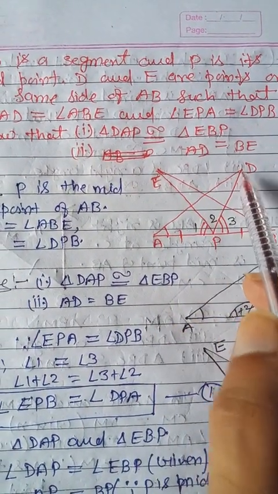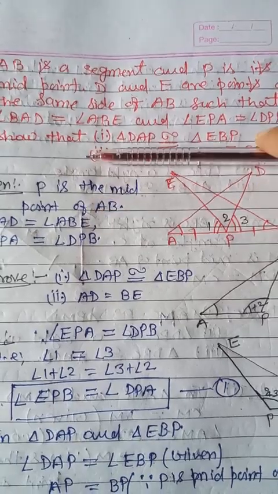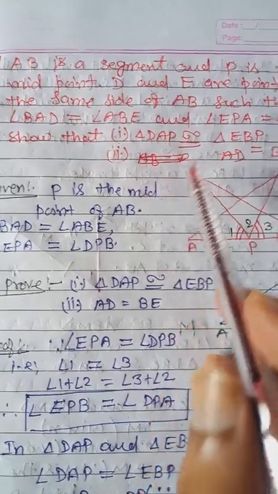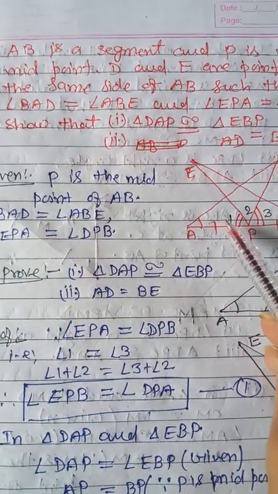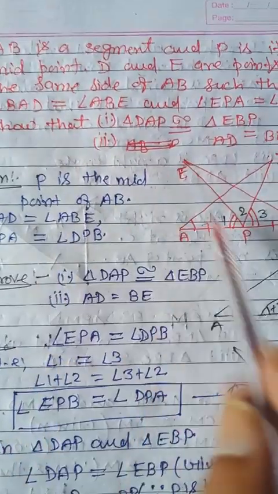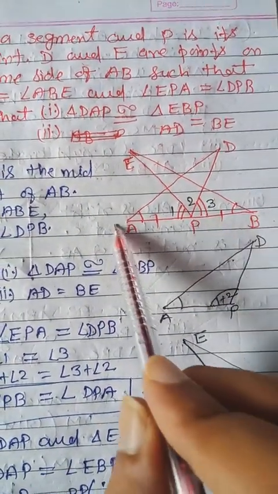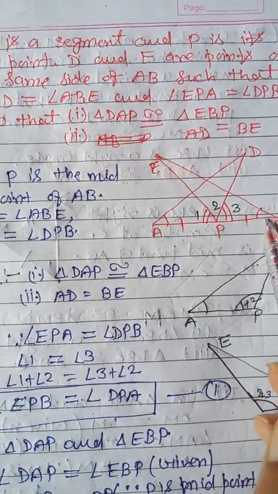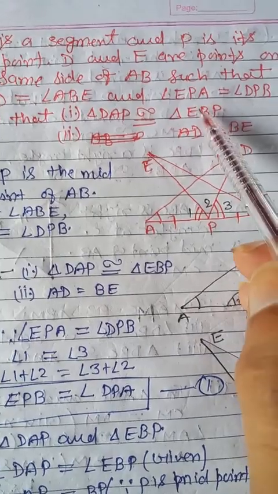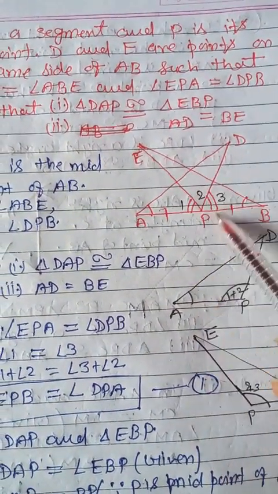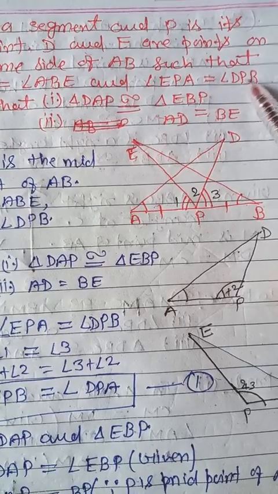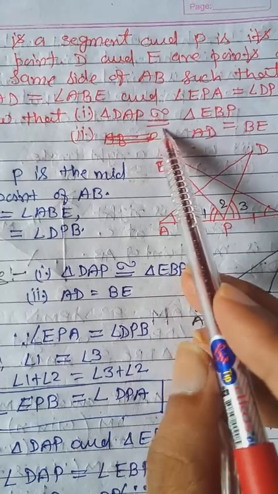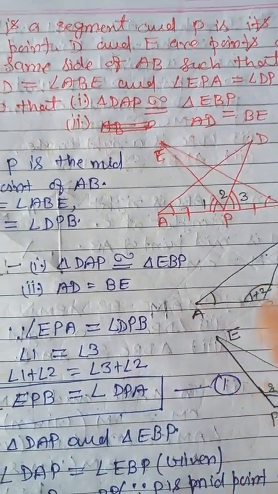D and E are points on the same side, मतलब टॉप में है तो दोनों टॉप में, अगर बॉटम में रहेगा तो दोनों बॉटम में, same side of AB, such that angle BAD is equal to angle ABE, and angle EPA is equal to angle DPB. Then prove that triangle DAP is congruent to triangle EBP and AD is equal to BE.